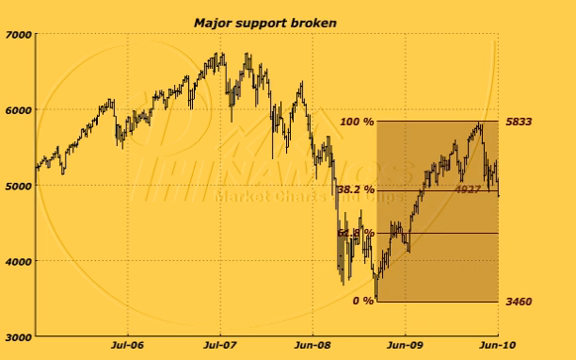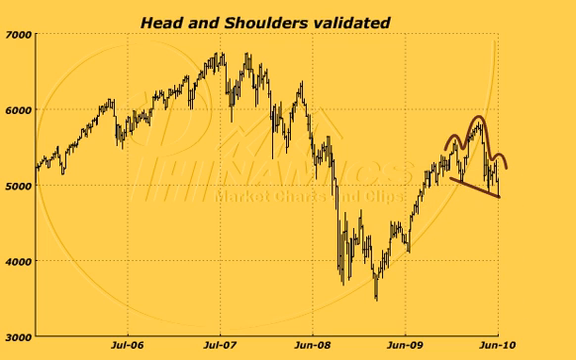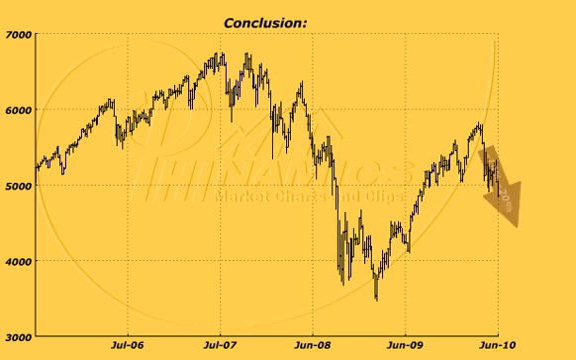The bottom line is that the FTSE index looks very bearish at this juncture. We just broke through major retracement support, momentum is weak and getting weaker, and we also just validated a very bearish head and shoulders pattern. Consequently, it would come as no surprise if the FTSE lost between 10 and 20% in the coming weeks and months, and bearing that in mind, any sell around the 5,000 level would be an excellent risk-reward trade.